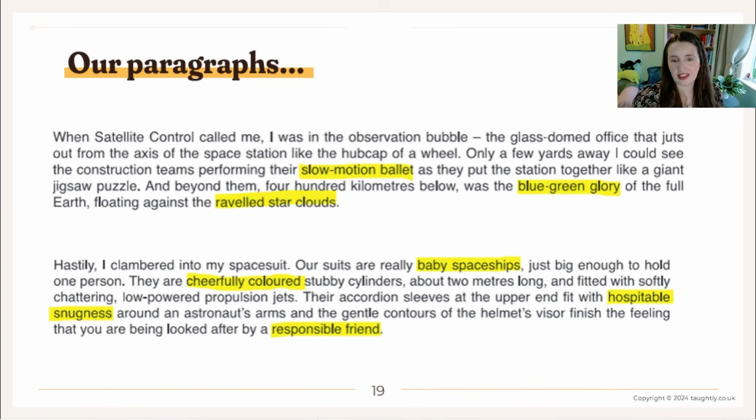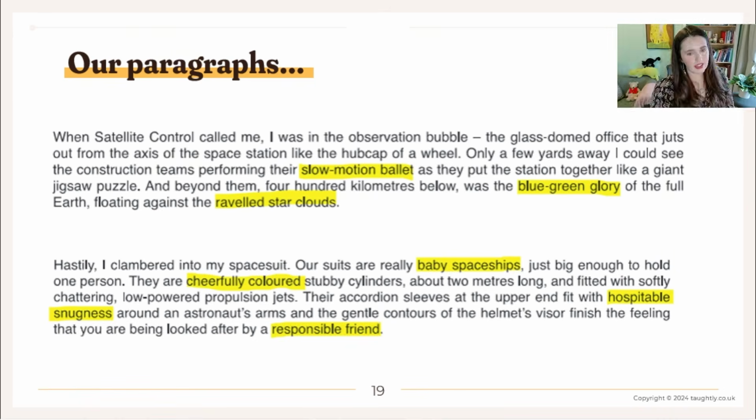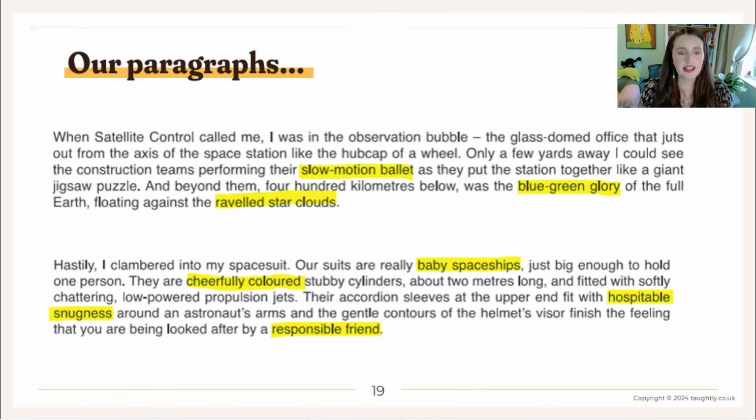It's just describing space. When satellite control called me, I was in the observation bubble, the glass-domed office that juts out from the axis of the space station like the hubcap of a wheel. Only a few yards away, I could see the construction teams performing their slow-motion ballet as they put the station together like a giant jigsaw puzzle. And beyond them, 400 kilometres below, was the blue-green glory of the full Earth, floating against the ravelled star clouds. And then paragraph 4, hastily, I clambered into my spacesuit. Our suits are really baby spaceships, just big enough to hold one person. They are cheerfully coloured, stubby cylinders, about 2 metres long, and fitted with a softly chattering, low-powered propulsion jet.